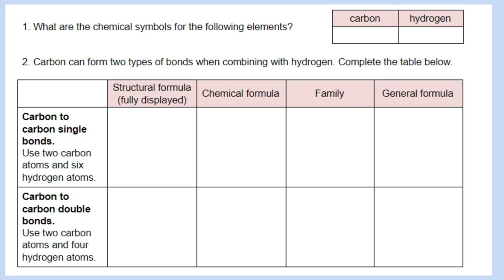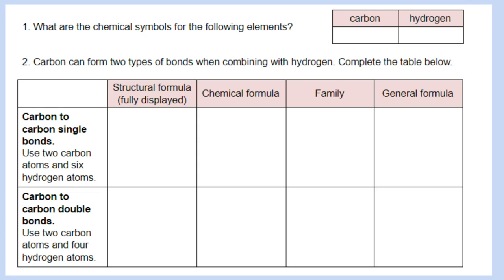So the chemical symbols for carbon, C, hydrogen is H. We've been drawing them for 4 lessons now. We should be able to recall what those symbols are. If you are ever unsure, you get a periodic table in your exam, so you can always double check. Okay?